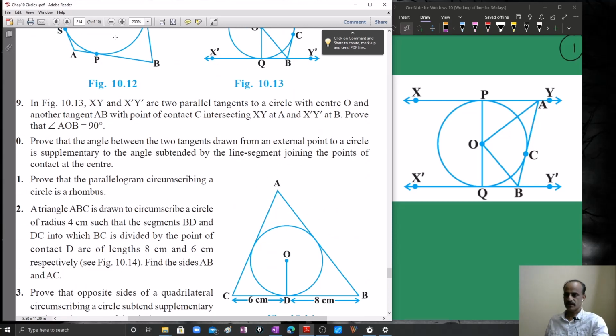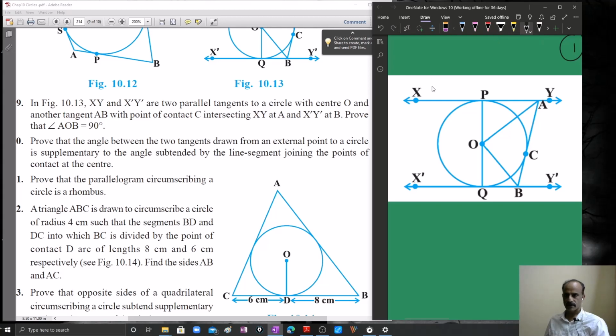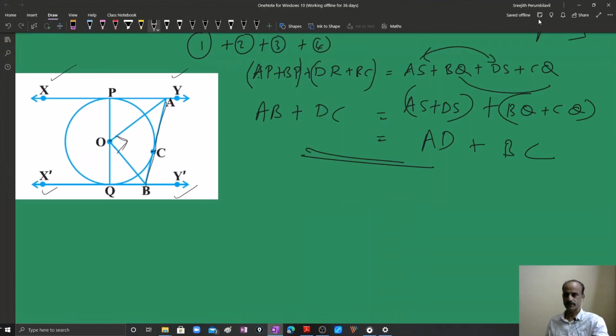In the figure, it is given that XY and X'Y' are two parallel tangents to a circle with center O, and AB is another tangent with point of contact C, intersecting XY at A and X'Y' at B. Prove that this angle is equal to 90 degrees. This angle is to be proved as 90 degrees. So this is the situation.